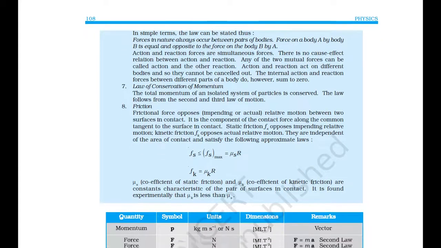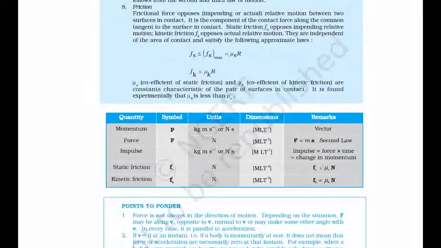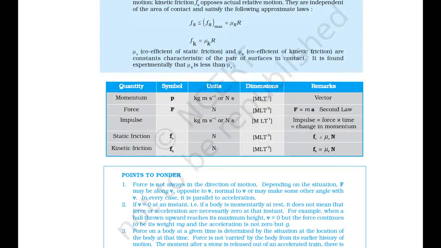So see, this is our summary. Now see the symbols of that.